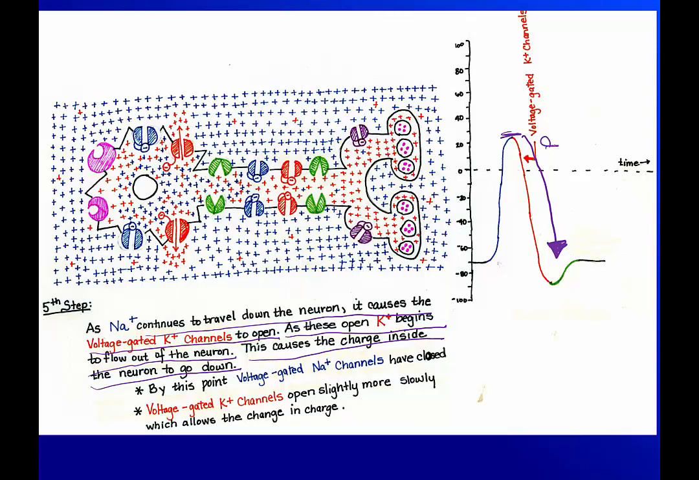This is repolarization. Okay, remember I told you we're trying to rewind. We're trying to get back to resting membrane potential. The voltage-gated potassium channels actually open slightly more slowly than my voltage-gated sodium channels. That's one of the reasons why it allows that change in charge for sodium to come in and actually cause it to go real positive.